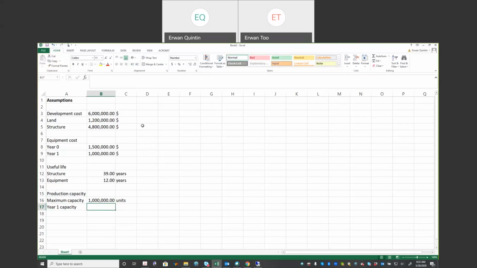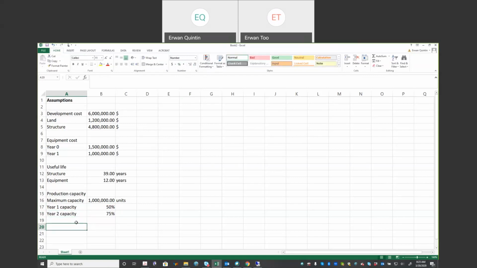And in year one, for instance, by assumption, the capacity is going to be 50%. In year two, capacity is going to be 75%. So these are examples of numbers that I do have to reformat as percent, since that's what they are. So here we go. And after that, starting in year three, we will be at maximum capacity by assumption.